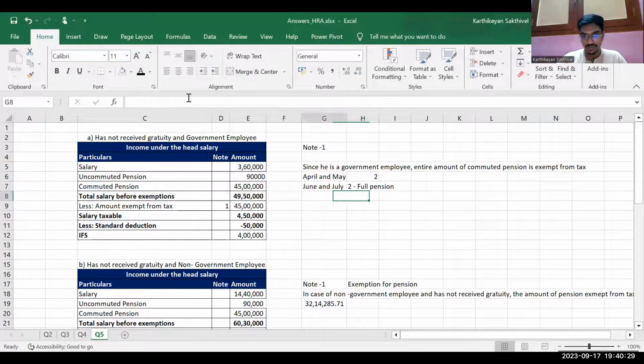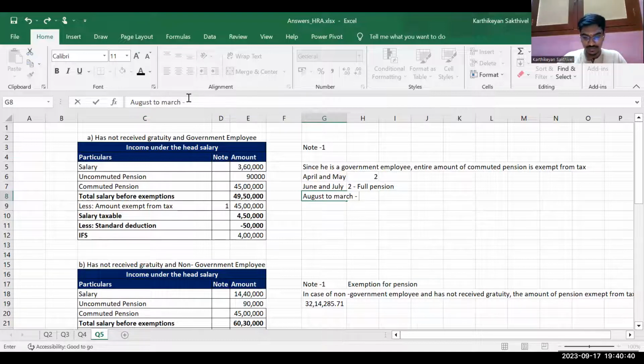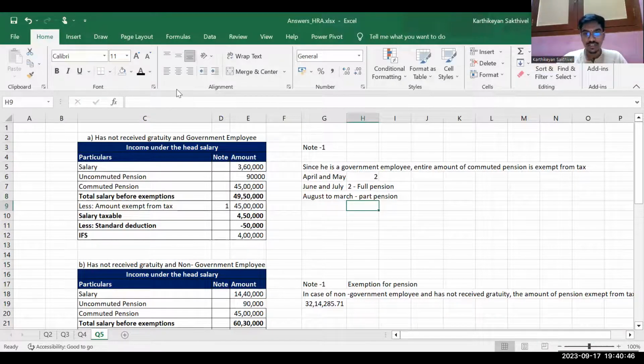Full pension. Correct? Sir, what about August, September, and all? Yes. Coming here, don't fight with me. I'm just coming to that. August to March, part pension. So which will basically be for 8 months. Correct?